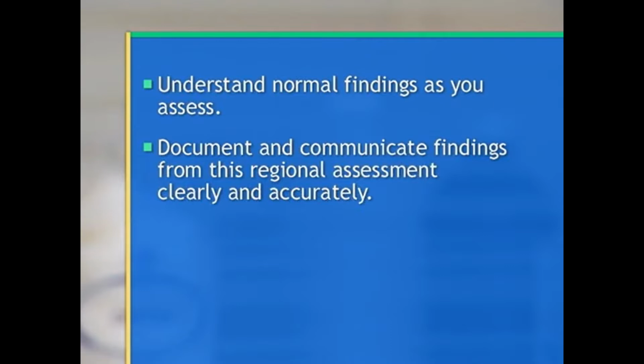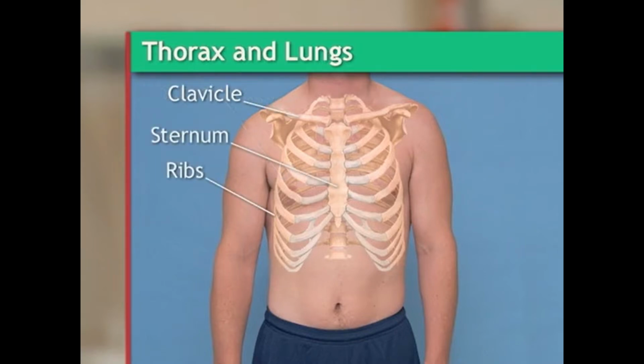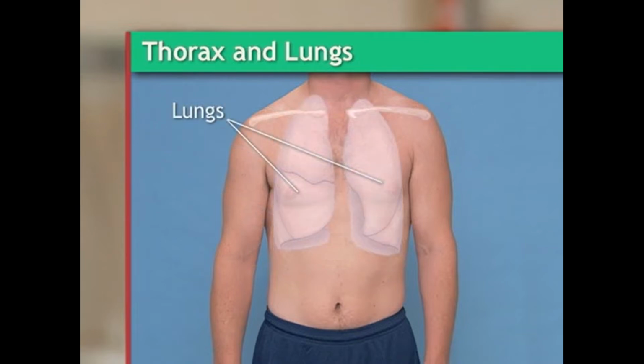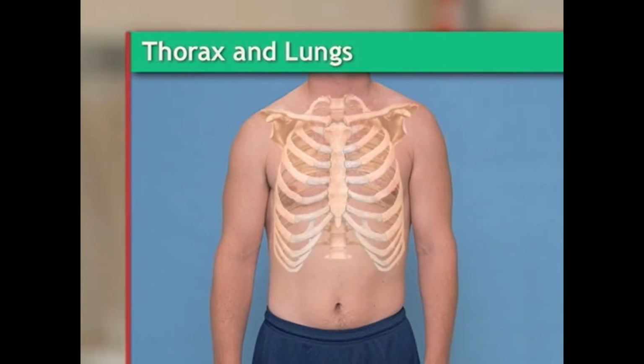clearly and accurately. The outer structure of the thorax, composed primarily of 12 pairs of ribs, is called the thoracic cage. Enclosed by the thoracic cage, the thoracic cavity contains the lungs, the distal portion of the trachea, and the bronchi. Together, these form the lower respiratory system. Other structures within the thoracic cavity, such as the heart, are covered elsewhere in this video series.